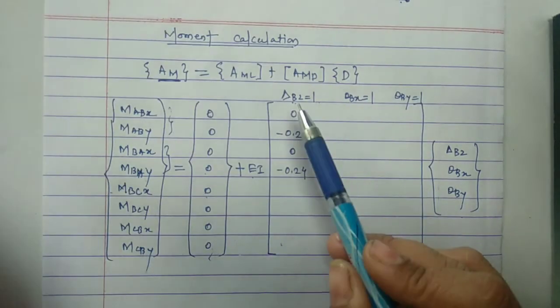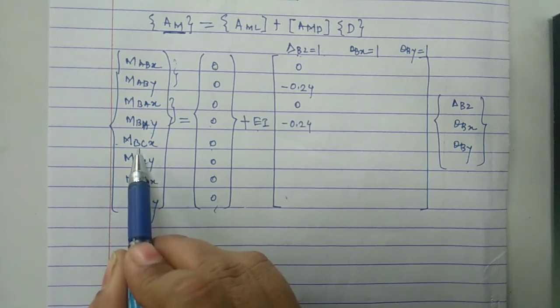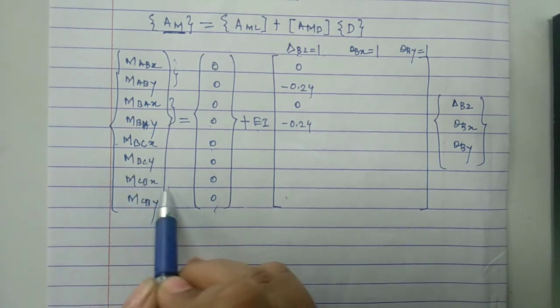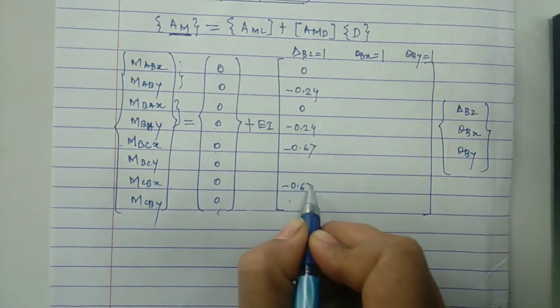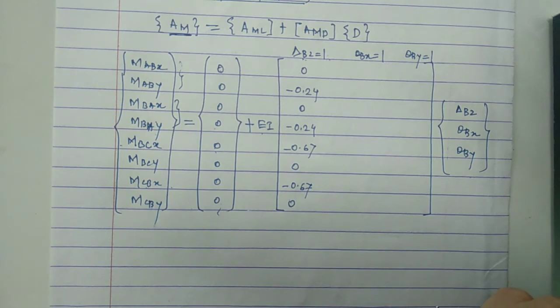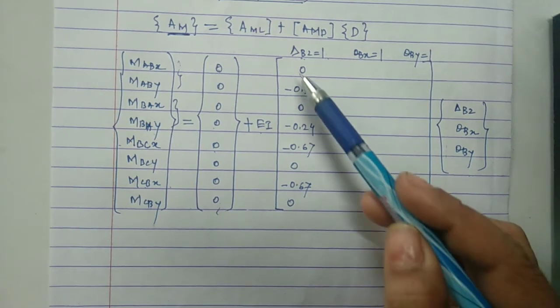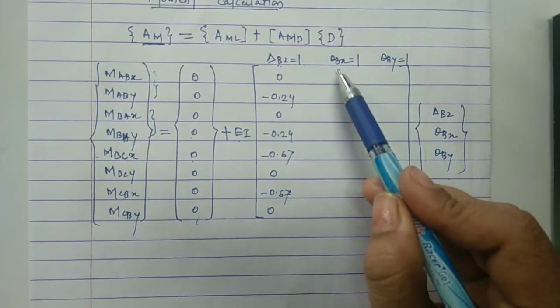So here, under this delta BZ equal to 1, for this BC member, the last 4 values: BCX will be minus 0.67, minus 0.67, and Y moments are 0, 0. Okay, that is simple. So this way we have completed this first column. Now let us see the second column.